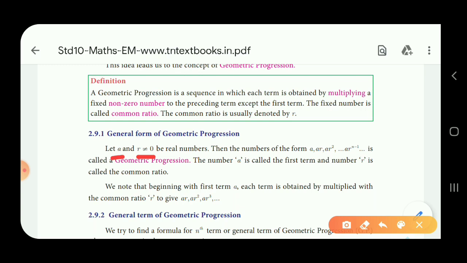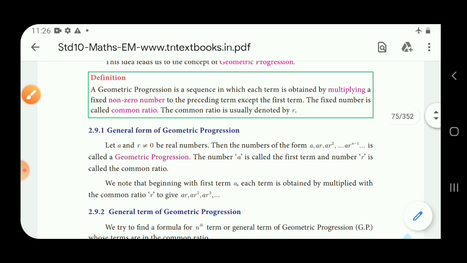The numbers form: the first number is A, the second is AR, the third one is AR square, and so on, up to AR power n minus 1. This is called a geometric progression. It's a general form. A is called the first term, and R is called the common ratio. We note that, beginning with the first term A, each term is obtained by multiplying by the common ratio, giving AR square, AR cube.